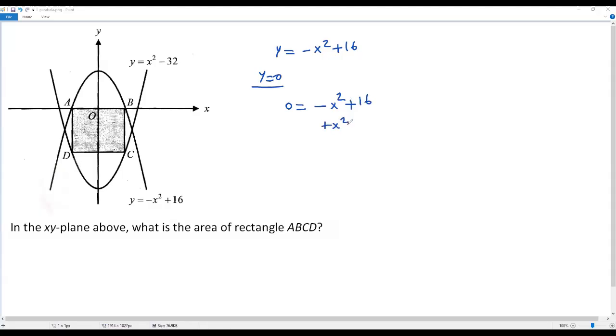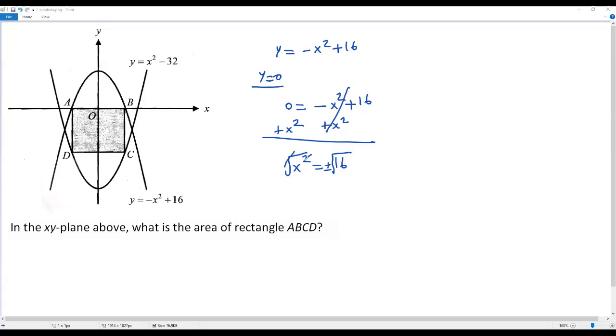Now let me add x squared to both sides. When I do so, the negative x squared and positive x squared cancel out. So on the left side, 0 plus x squared is just x squared. On the right side, we have 16. Now to solve for x, we have to get rid of this square. For that, we take the square root on both sides. Whenever I take the square root on both sides of an equation, I have to consider a positive or negative sign for the square root which contains the number inside.